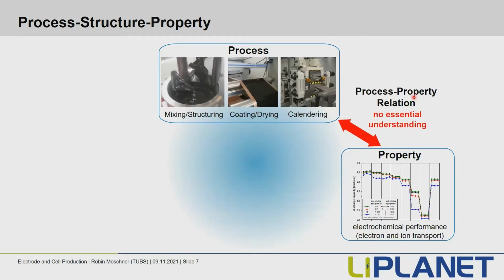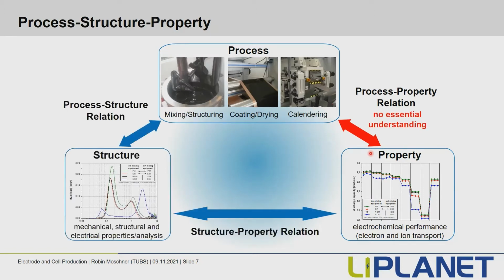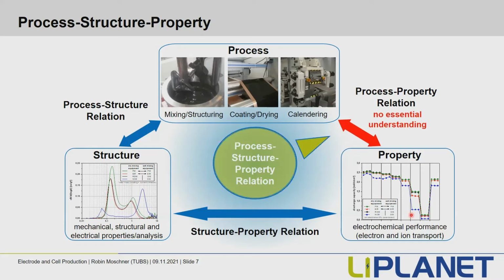But we have a problem because the direct connection between process and properties of our cells are very complex, and we basically have no essential understanding of them. But we can do a workaround. We can draw the connection between process parameters and the structure of intermediary products, like pore structure or mechanical structure of our electrodes, for example. And then we can draw the connection between the structure and the property. So we indirectly get our process structure property relationships.